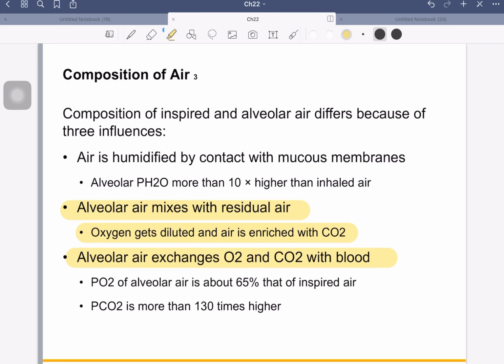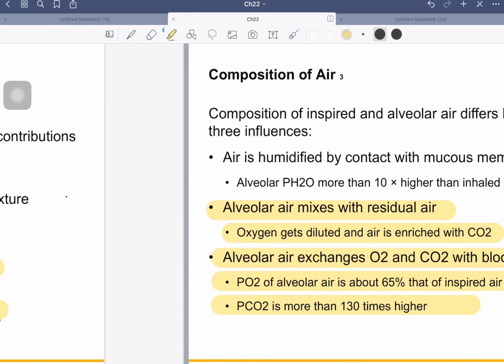So if I look at the partial pressure of O2 in alveolar air, it's about 65% of the air I breathe in. So you can see that between the air just outside my nose that I'm about to breathe in and the air in my alveoli, when it all mixes together, I'm only at about 65%. Now the other thing too is that the partial pressure of CO2 is about 130 times larger than it was, let me move back here.